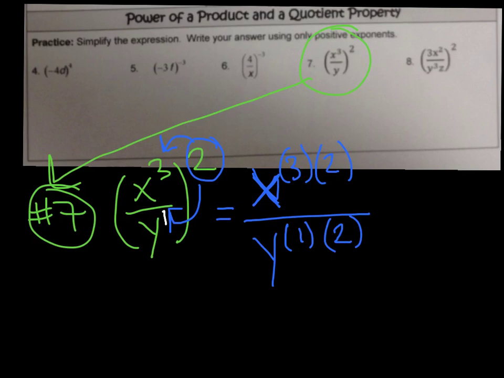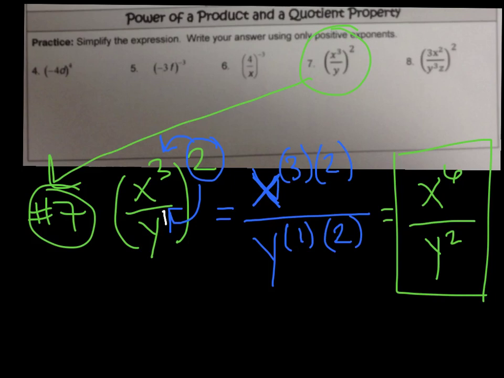Now let's simplify that multiplication. x to the 3 times 2, well, 3 times 2 is 6, so we get x to the 6th on top. And y to the 1 times 2, 1 times 2 is 2, so we get y squared on bottom. So our final answer is x to the 6th divided by y squared. Some of you might ask, why aren't we using our quotient of powers property, because there's division happening? The problem is that our bases are not like bases. They are different variables, so we can't go any further. This is as simplified as it gets.